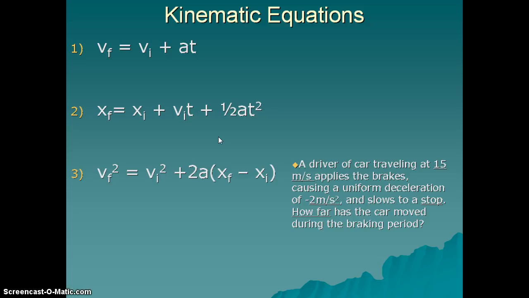You would use that equation for a problem like this. A driver of a car traveling at 15 meters per second applies the brakes, causing a uniform deceleration of -2 meters per second squared and slows to a stop. How far has the car moved during the braking period? In this case, 15 is our initial velocity. -2 would go in for A. And VF would be 0 because it slows to a stop. Then we would assume that XI, or initial position, is 0. So again, in this one, we'd be looking for XF.